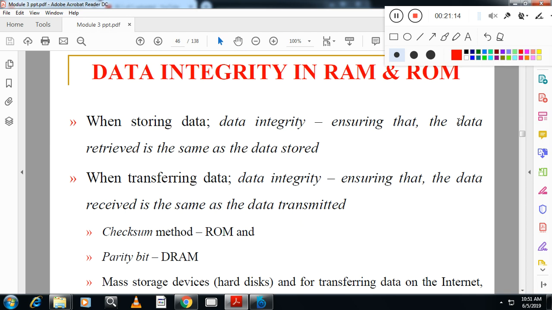So next one is data integrity, RAM and ROM.